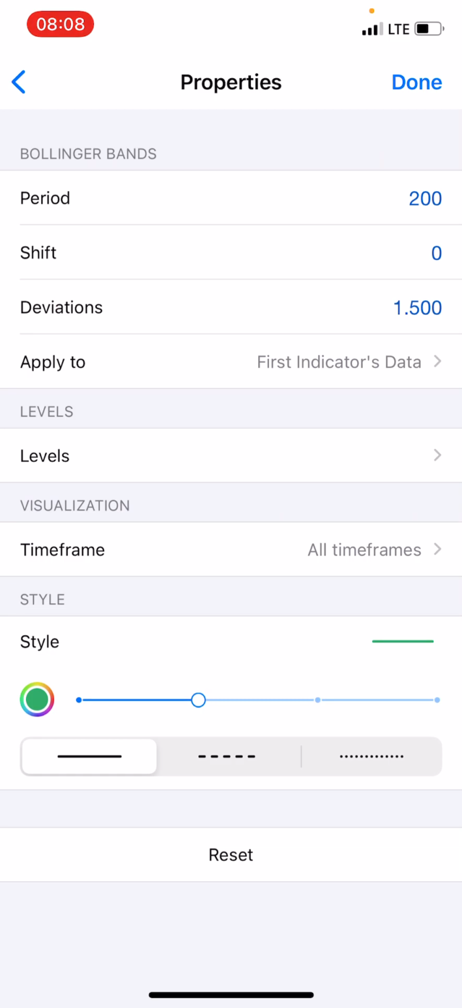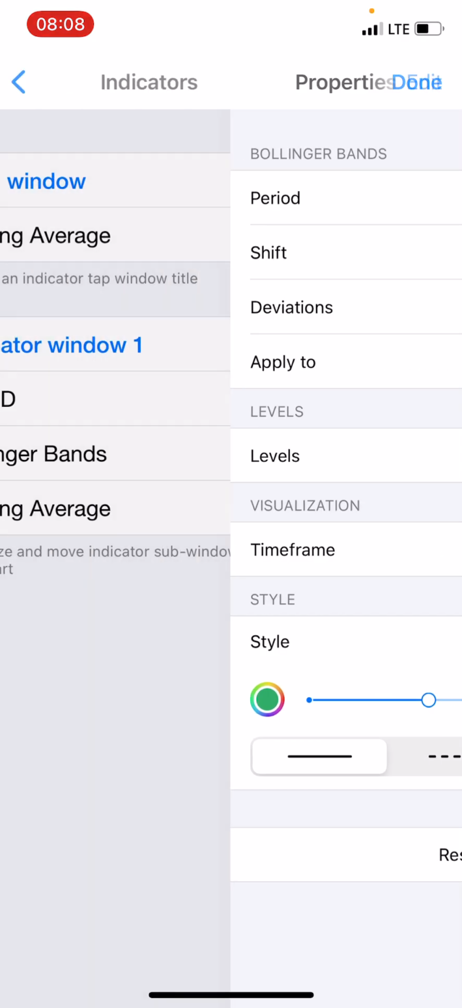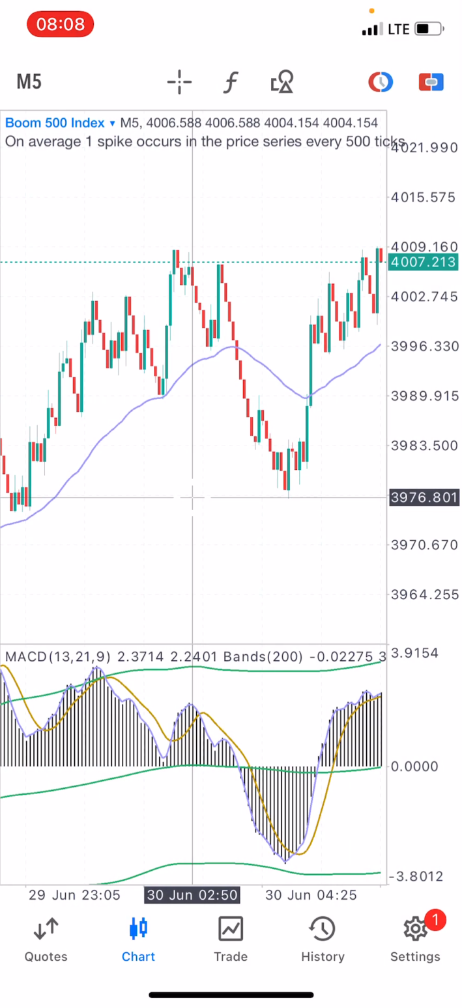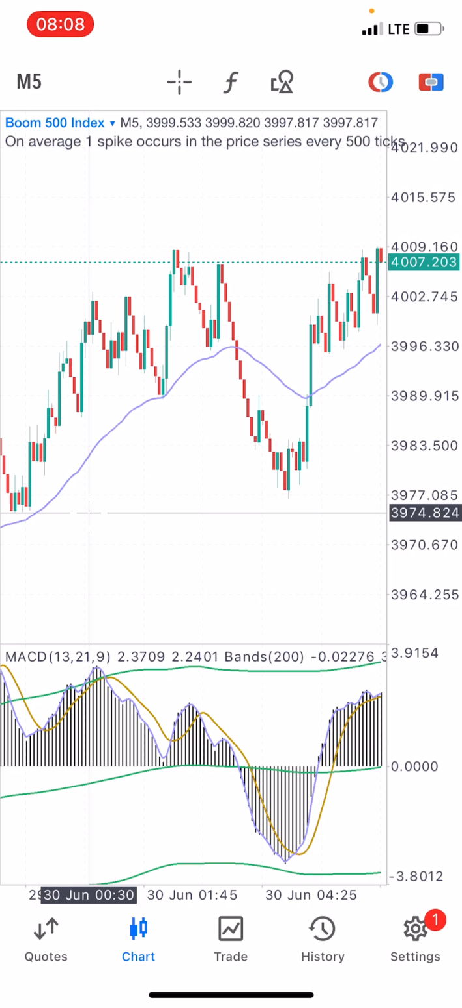So this is the Bollinger Bands. The period is 200, shift is 0, deviation 1.5. Apply to first indicator data. Okay, then all time frames, and the last one is the moving average. So you can just screenshot this as well, and when you're done, you go back to the main chart and wait to catch a spike or to scalp.